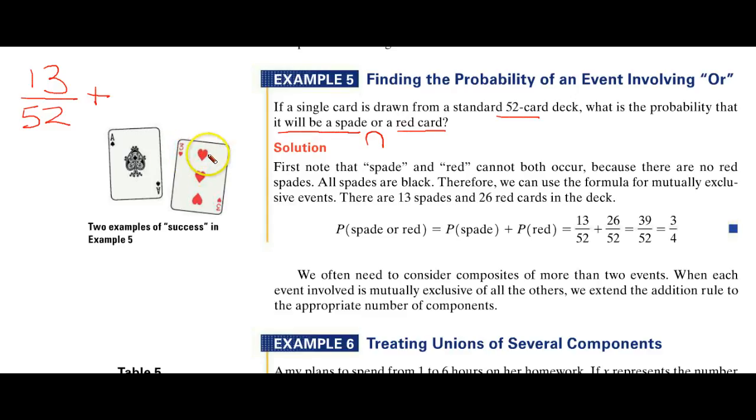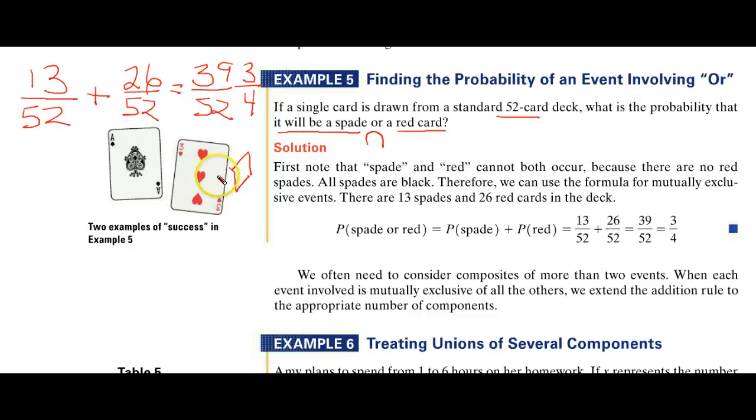Well, for a red card, remember there are diamonds. Again, you may not know cards well. And there are hearts. Hearts and cards that are shaped like so. These are called diamonds. I know that because I play solitaire. Well, again, there's 26 of these out of 52. So when you add these together, you get 39 out of 52. And when you reduce that, 13 will go into there 3 times, and 13 goes into there 4 times. So that's what we have.